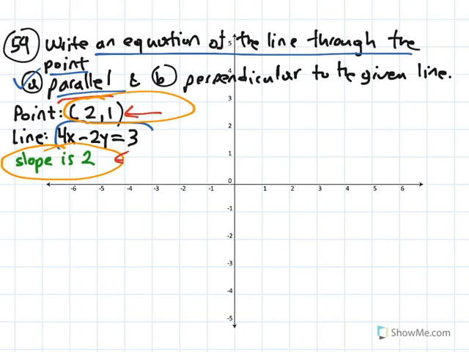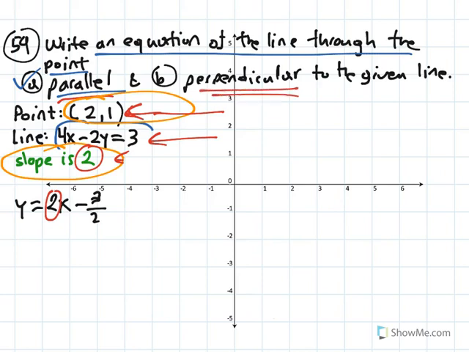So now we're going to take a look at 59b. Write an equation of the line through the point 2, 1 perpendicular to the given line. Earlier, we were able to rewrite our given line in slope-intercept form, and it was written as y is equal to 2x minus 3 over 2. So we know the slope of the given line is 2. So any line that's perpendicular to it will have a slope that's the opposite reciprocal of 2. So 2 can be written as 2 over 1. So the opposite reciprocal would be a negative slope, and it would be negative 1/2.